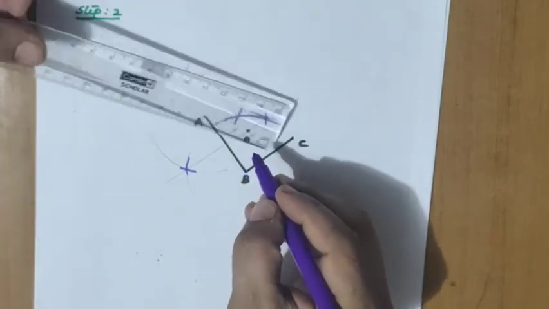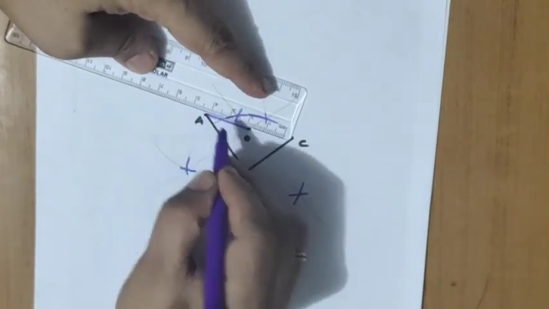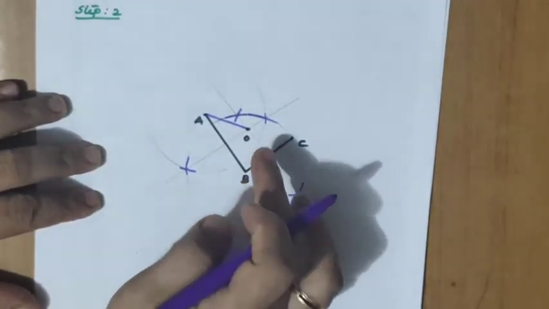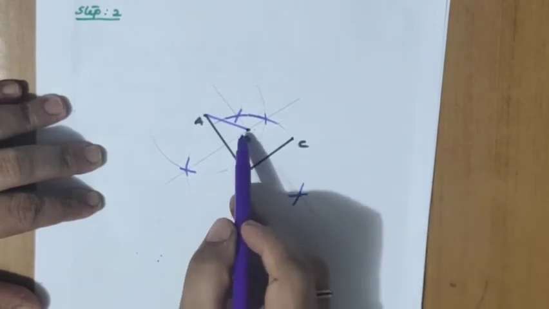Now what is the next step? I told you, after getting O, we should join OA, as written. It is not necessary that we join OA only. We can join OB or OC also. Everything is correct, but only one is required now. So we have joined OA.